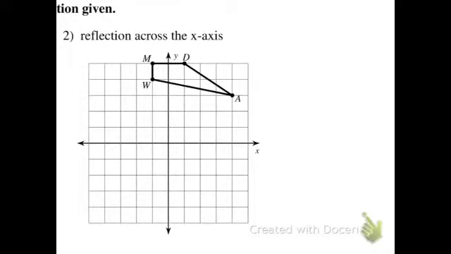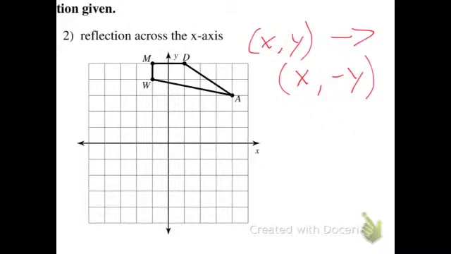Reflecting across the x-axis. As a reminder, reflecting across the x-axis is going to keep all your x's the same. Sorry. And all your y's are going to be the opposite sign. So my line of reflection is this guy down here, the x-axis.